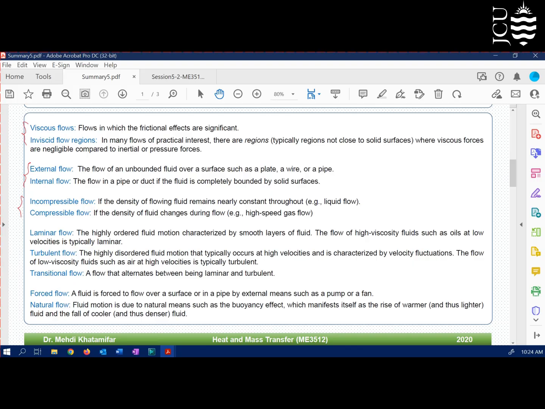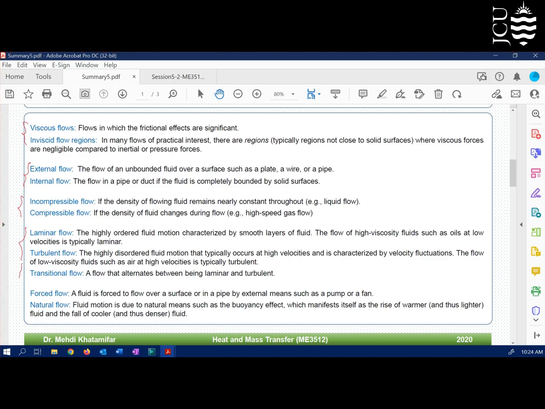For natural convection, sometimes if the temperature difference is small enough, we can consider our air incompressible. Usually for liquids, we consider them incompressible. Laminar and turbulent flow basically depend on the Reynolds number. You calculate the Reynolds number, and you should know the critical Reynolds number. If it's less than the critical Reynolds number, it's laminar. If it's larger than the critical Reynolds number, it's going to be turbulent.